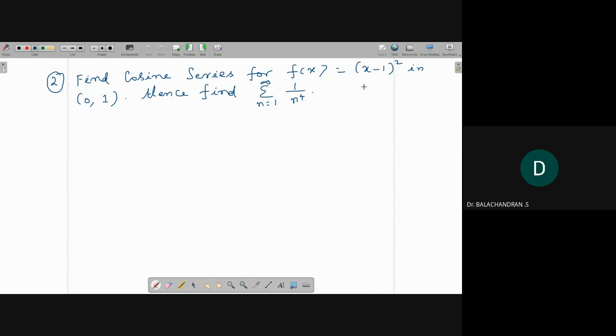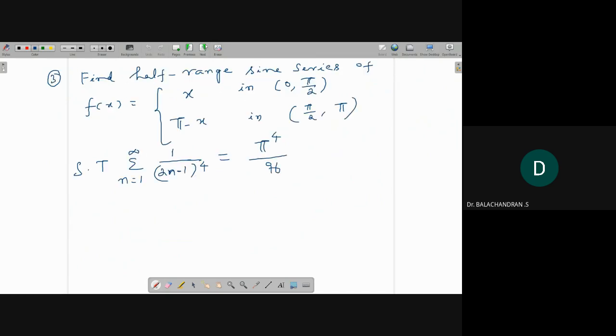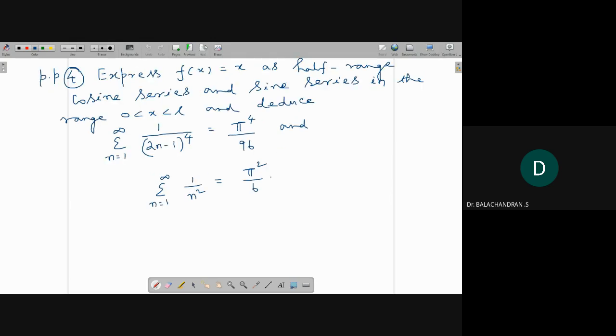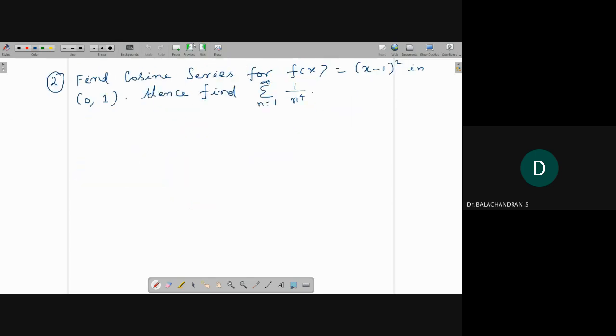I don't want to do this problem now. I'll do it Monday. This is a practice problem. But if possible, you can try this problem for your cosine series. So try to find a naught and an. If you solve these two, then my problem is easier. Then directly I will find this, because we discussed so many problems.